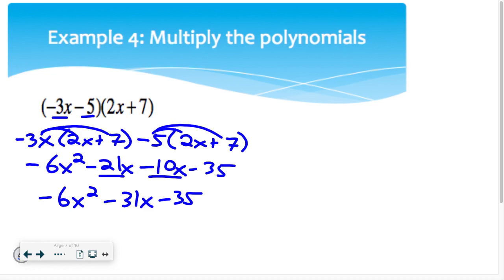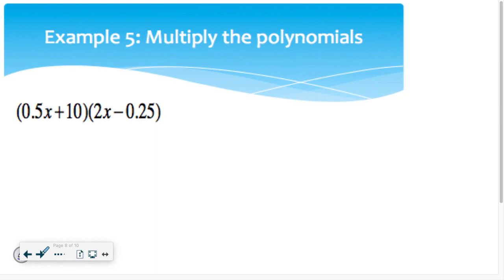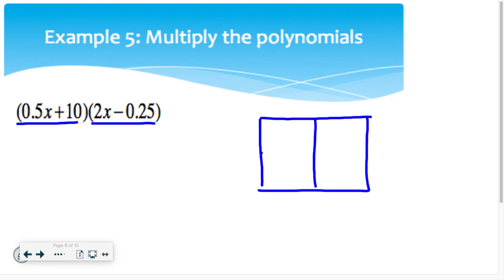So this is one method of doing it, where every term is distributed to the other 2 terms. The other option that I like to do is what's called a box method. If you try to picture, I have 2 binomials, meaning they are 2 terms. So I'm going to create a box that is 2 by 2. And on the outside of that box is going to be 0.5x and 10, and then 2x and a negative 0.25. So when I multiply here, try to imagine that each of these 4 squares represents an area.